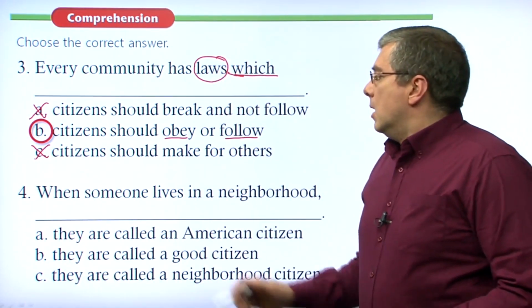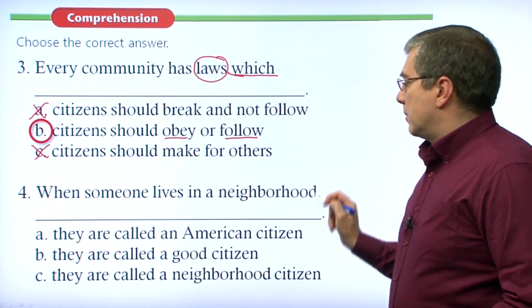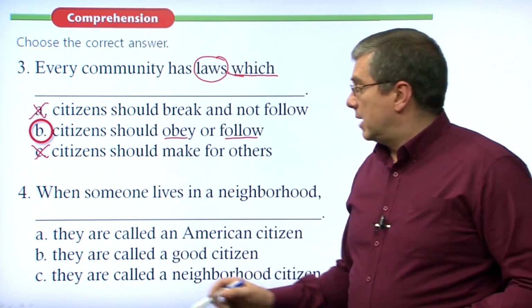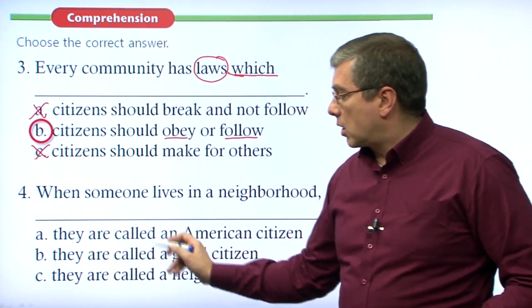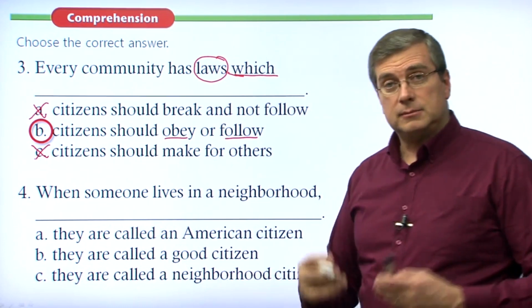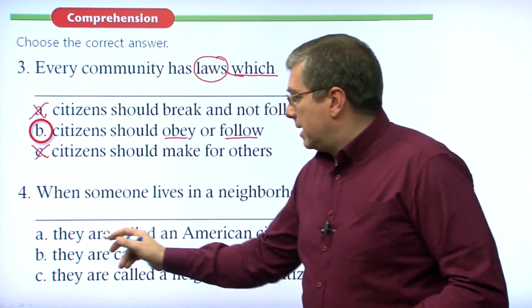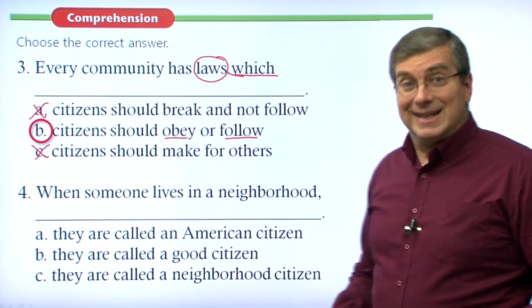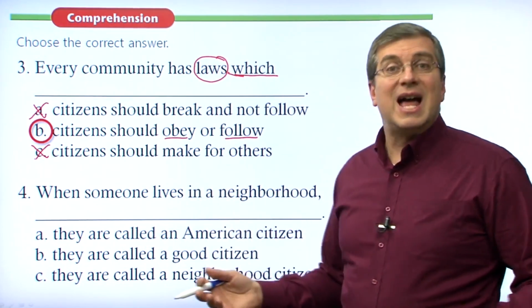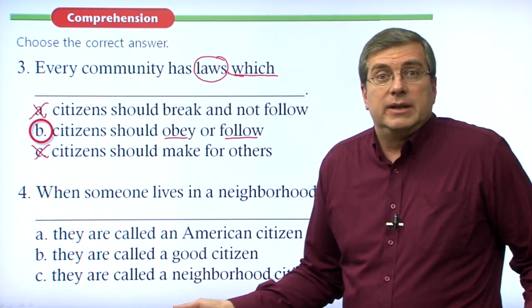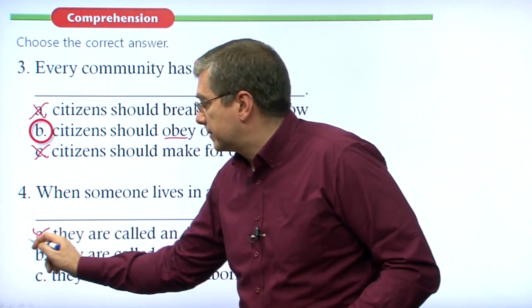Number 4, when someone lives in a neighborhood, then we have they are. They are called in all 3 answers. So we need to know what are they called if they live in a neighborhood. So A, they are called an American citizen. Well, what if the neighborhood is not in America? They're not American citizens, so that doesn't make sense.